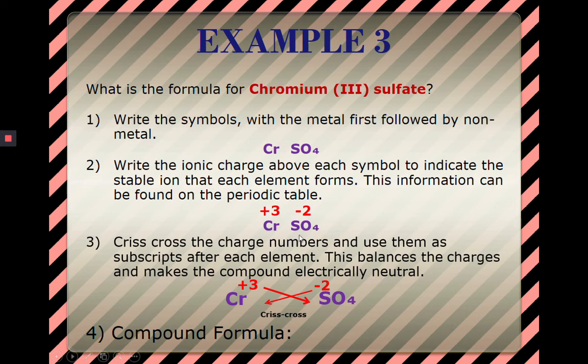For a polyatomic ion, in order for us to separate the subscripts, we are going to put brackets like this. You cannot simply multiply the 4 and 3. So the formula will become Cr2(SO4)3. Put the bracket in order to separate the subscripts.